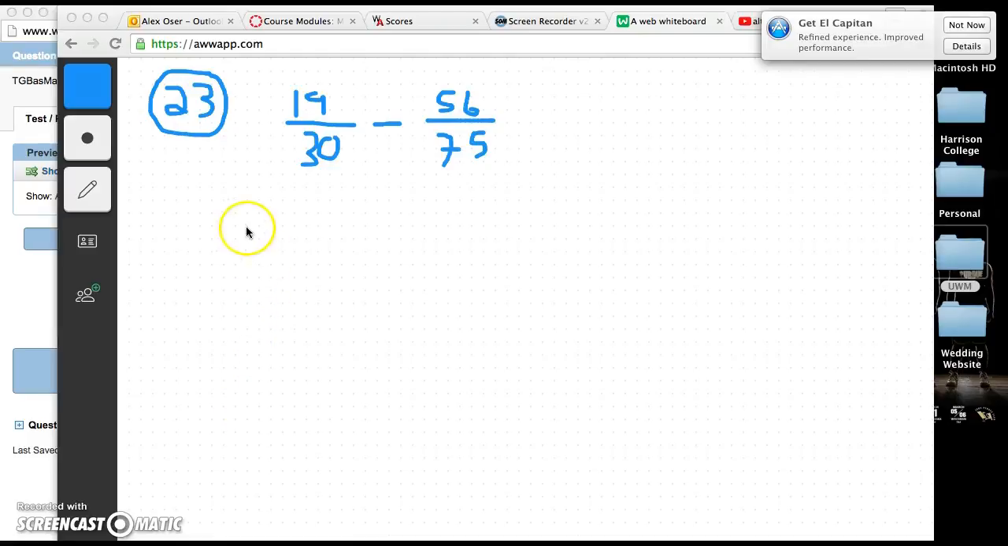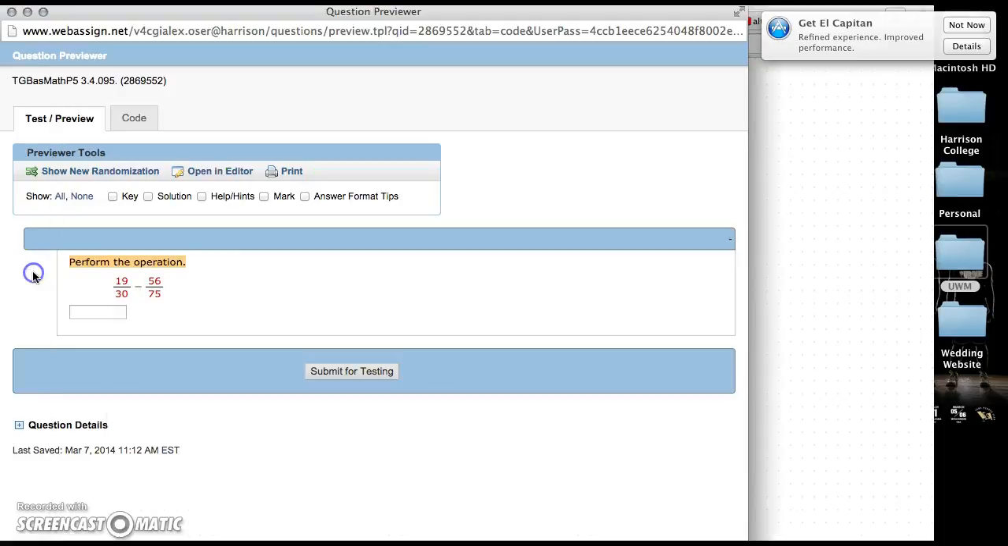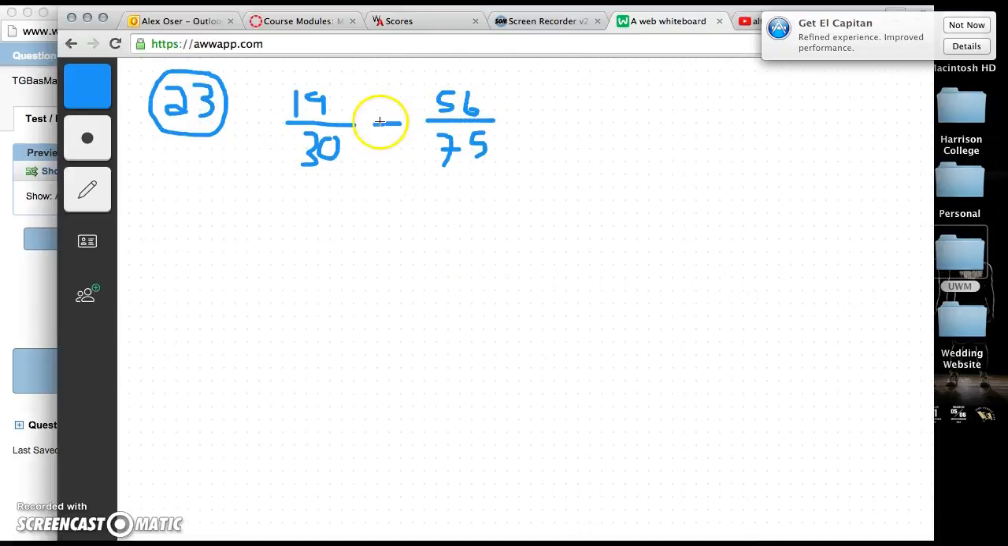Alright guys, so we're going to take a look here at number 23 from our midterm exam. Here is the problem itself. It just says that we need to perform the operation, and we are subtracting two fractions here, 19 over 30 minus 56 over 75. So the operation that we are performing on our two fractions is subtraction.